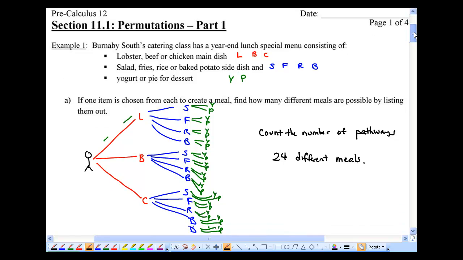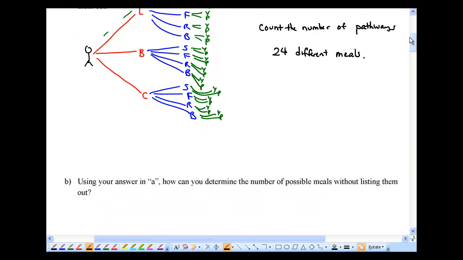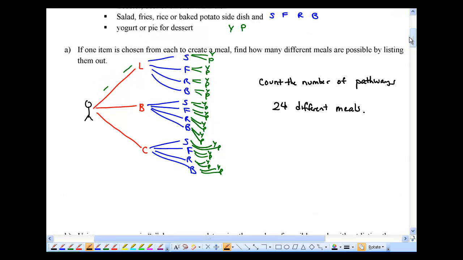Gee, that took a while, and I'm getting kind of tired of drawing. So we know the answer is 24 now, but my question is, how can you determine the number of possible meals without listing them out? Let's just quickly take a look back. For the main course, how many different choices did we have? The main course was in red, and we had 3. Then we had our side dish. How many choices do we have for that one? Yep, 4. And then for dessert, we had 2 choices.